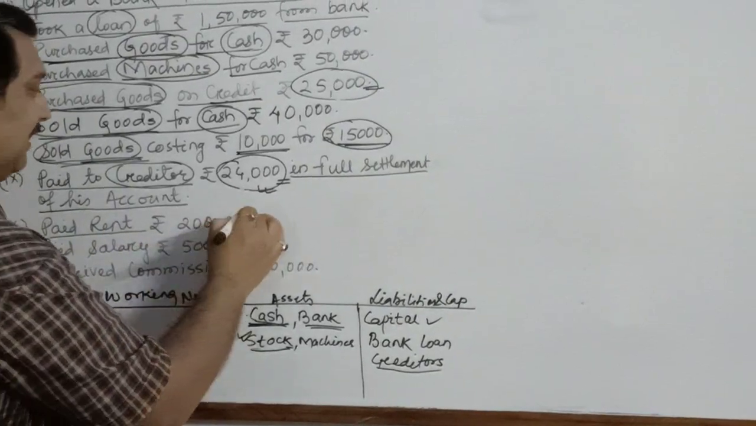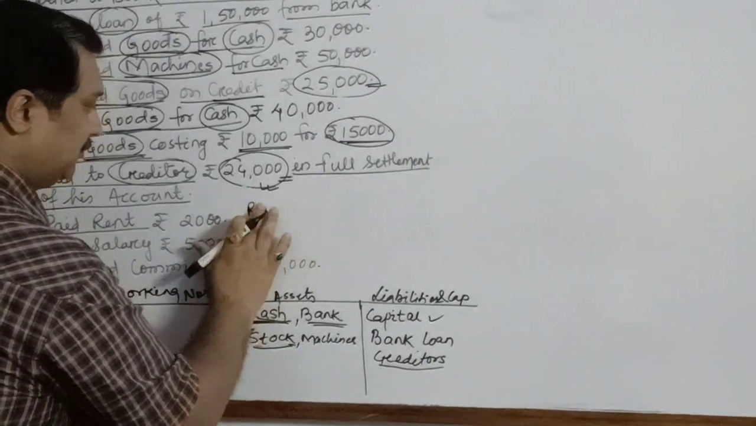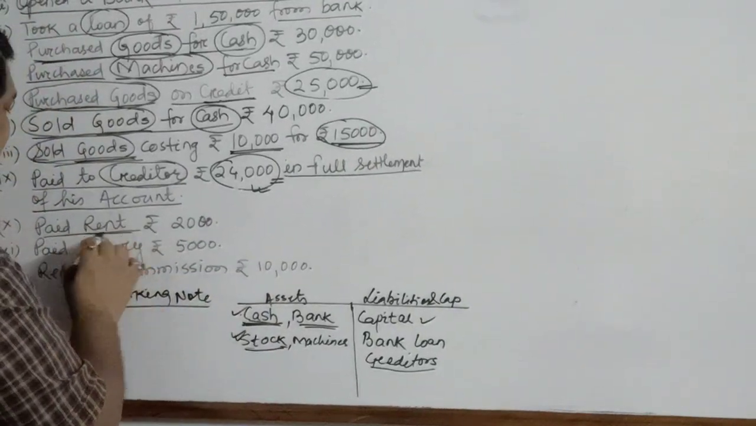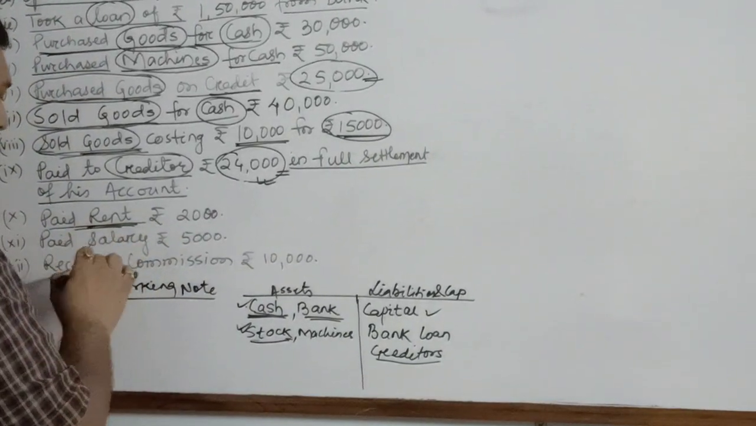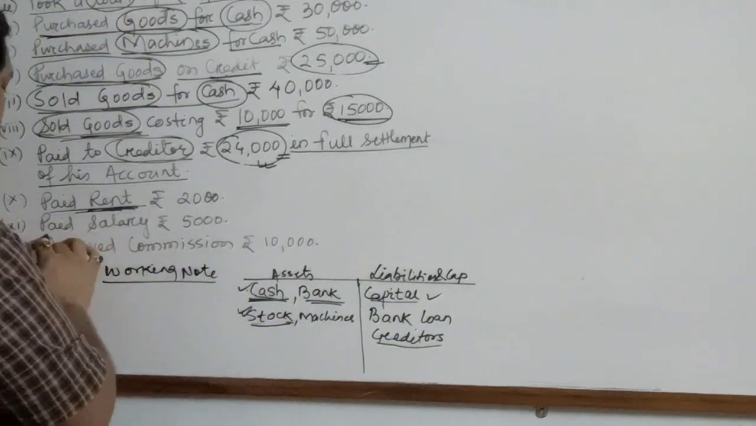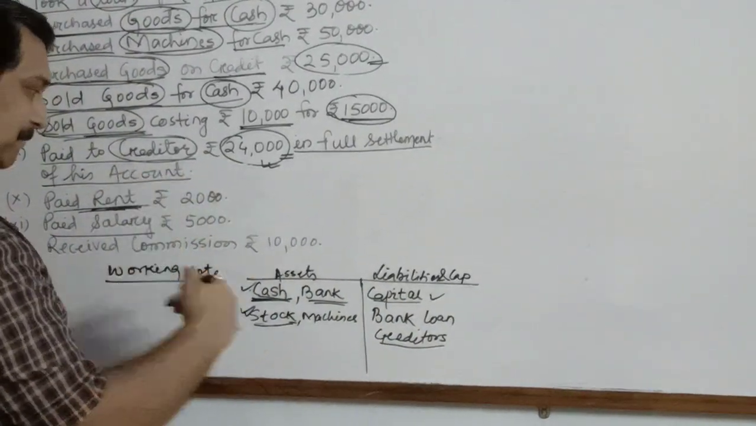Paid rent in cash. These are the two things. Cash I have already written. Rent is an expense because I am paying it. So expense will reduce my capital. Once again, salary. I am paying salary.